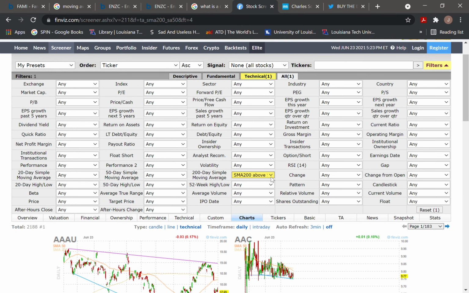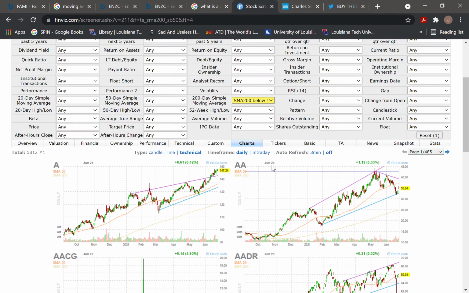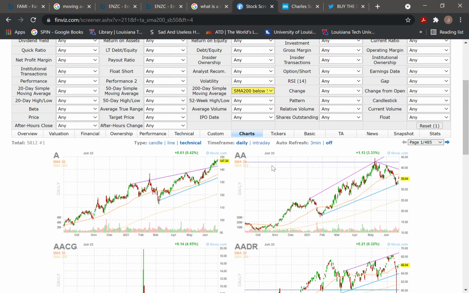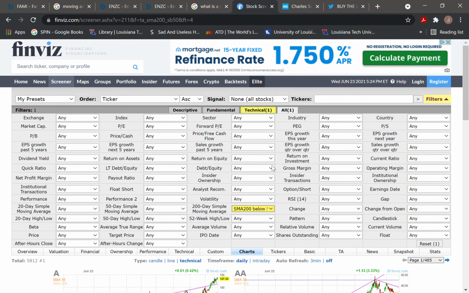Whereas, for instance, if I did the 200 below. Oh, sorry, that's 200 above the 50, right? And now let's do 200 below the 50, and we'll see, sure enough, we have upward patterns. So these golden crosses and death crosses are fairly interesting.